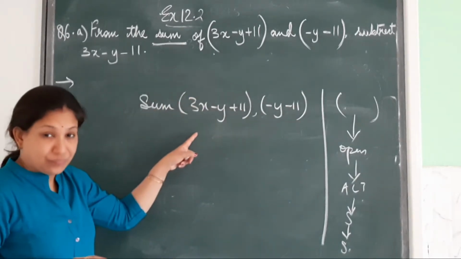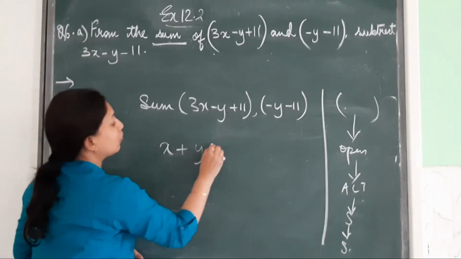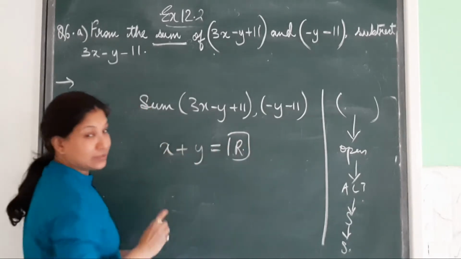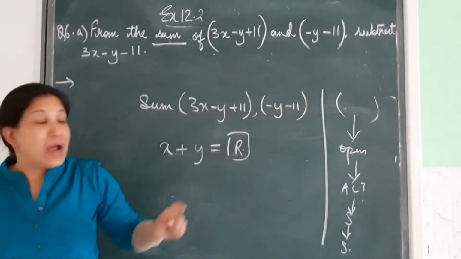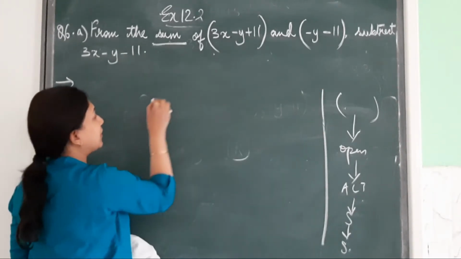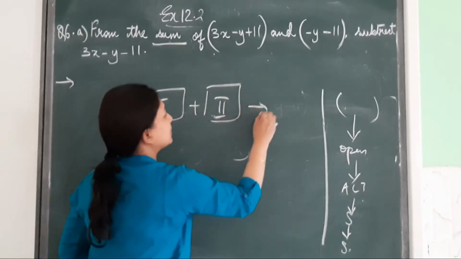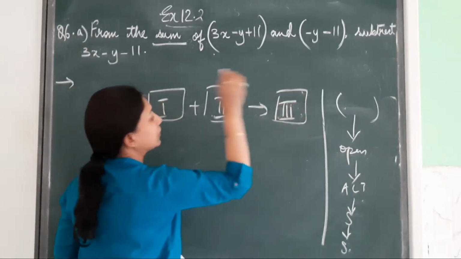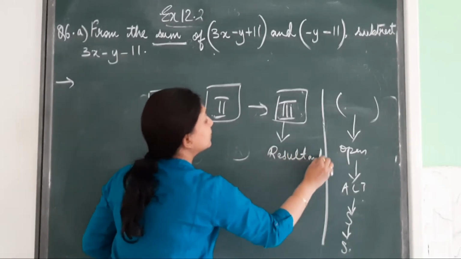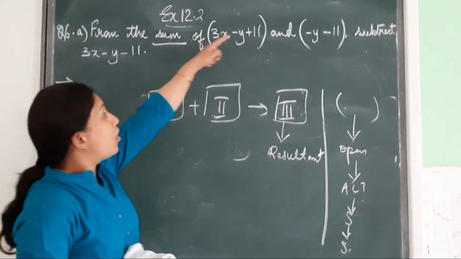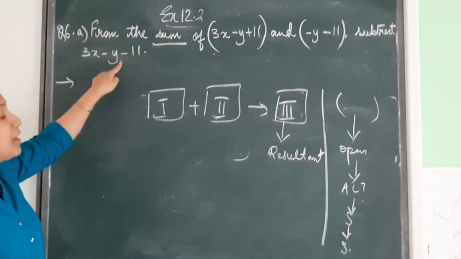You take this sum. So when you add one number to the other, what do you get? You get the result. This is what they are saying. You will add these two algebraic expressions. When you add, you will get a third expression, yes or no? This number plus the second number, is the answer going to be the same? No. You will get the third number, whether it is same or not, but that is the resultant, the third expression. So on adding these two, from this result subtract 3x minus y minus 11.